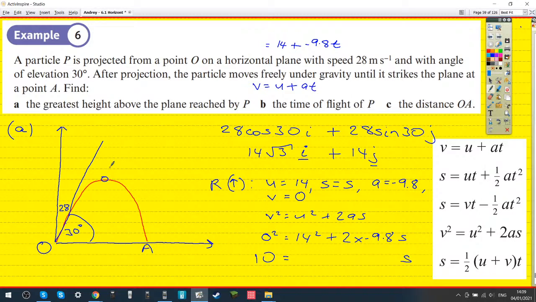How much of the journey has it done? The red journey. Half. Yep. So I need to double that. Yep. And that'll be 20/7. That's it.